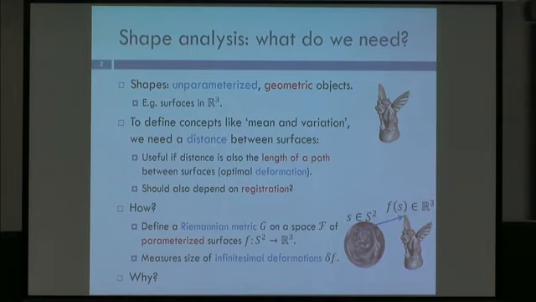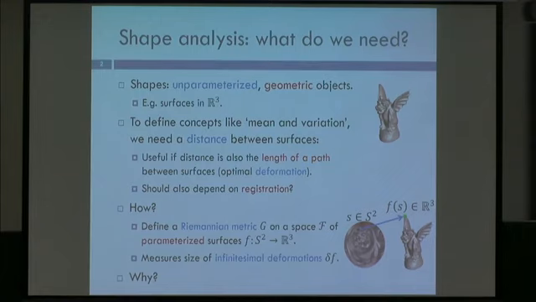We might also want this distance to depend on a registration between two surfaces. So by registration, I mean a one-to-one correspondence between the points on one surface and the points on another surface. So that's the goal. How should we do that? Well, one way to do it, which is what I'll talk about, is to define a Riemannian metric on some space of parameterized surfaces.